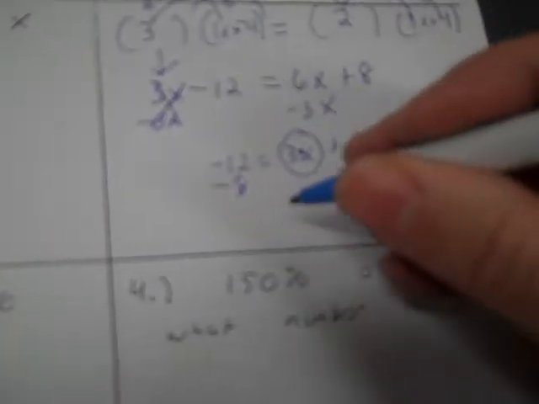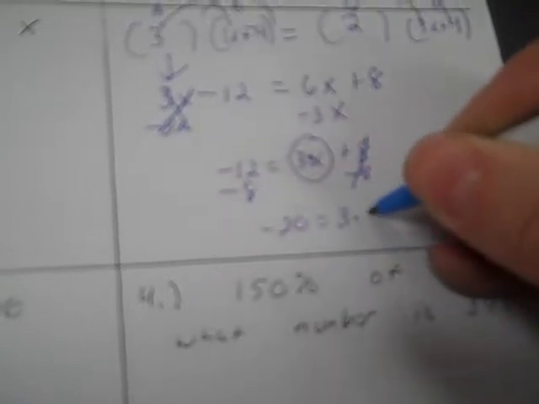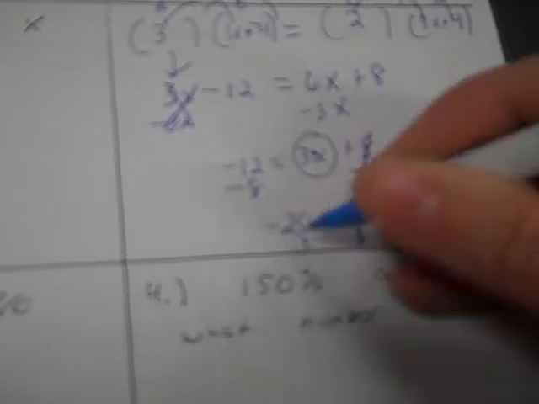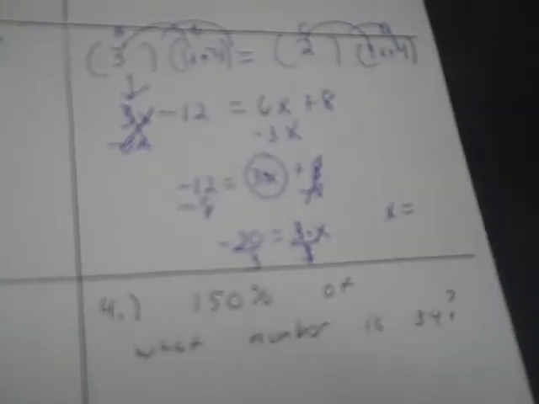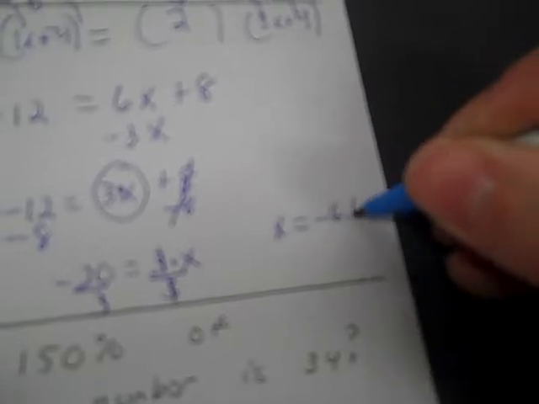Okay, negative 12 minus 8 is negative 20, equals 3 times x. So then I divide by 3. Divide by 3. So on a calculator, negative 20 divided by 3 is negative 6.6 repeating. Okay, there we have it.